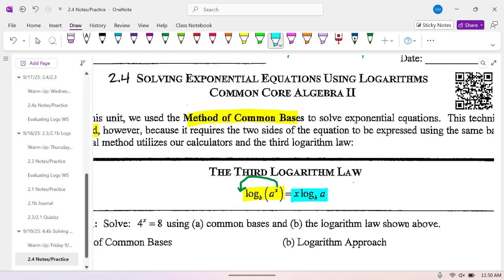Now, why is that important? Well, when we solve using logarithms, we are going to have to get the variable out of the exponent. That's how we do it. We bring it out of the log. And that doesn't really make much sense now, but it'll make sense in just a second when we start solving.